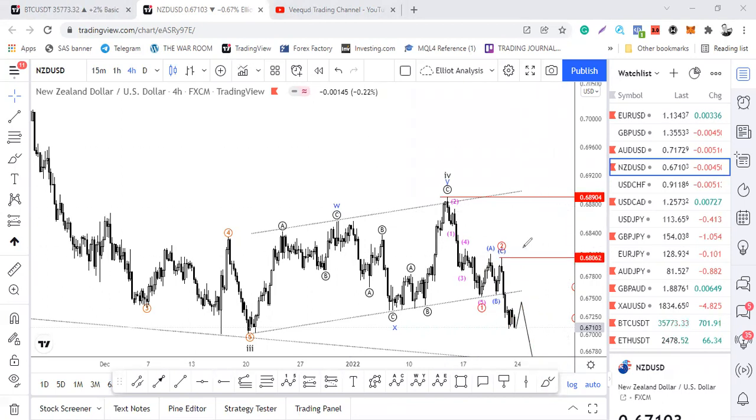In the meantime, any further rally must not exceed this high. So this is our key validation level in the meantime.